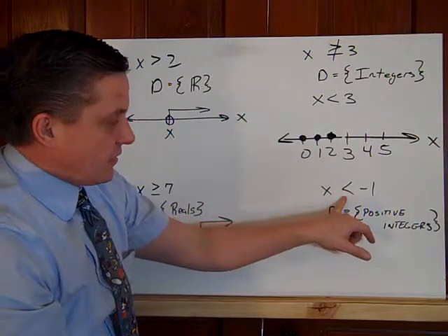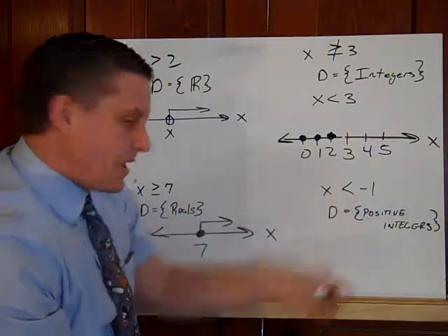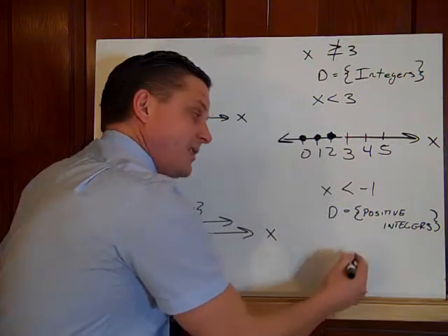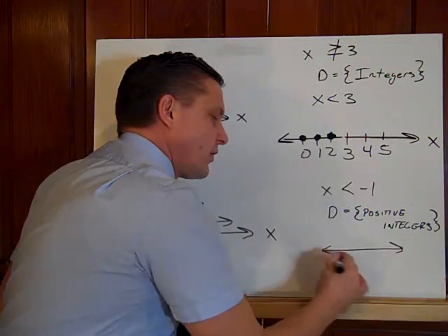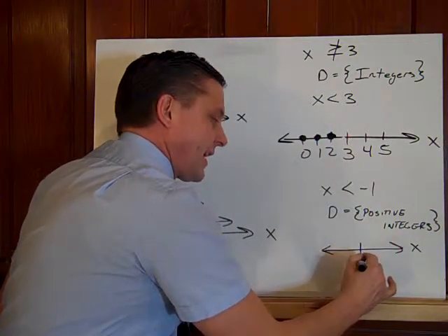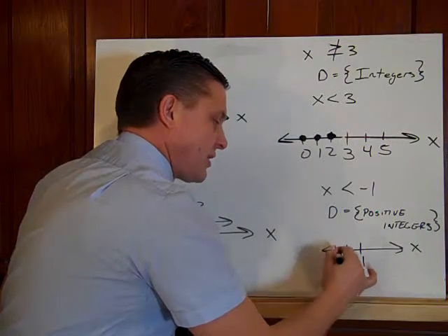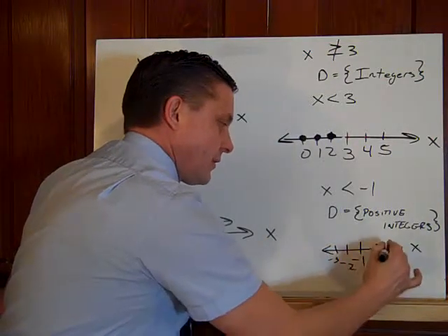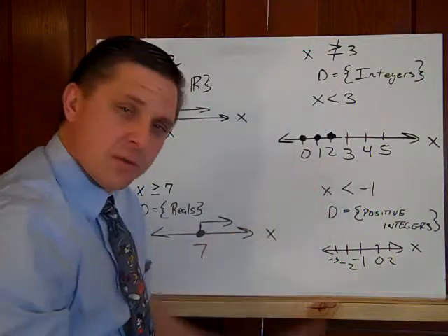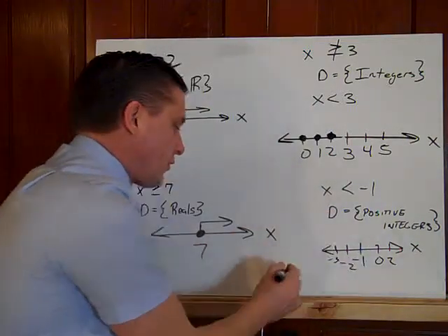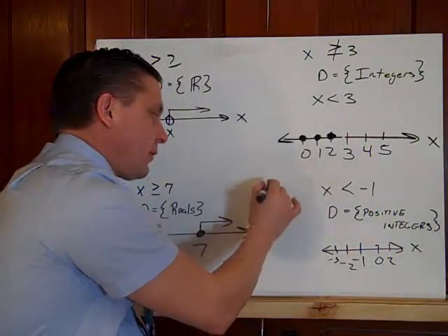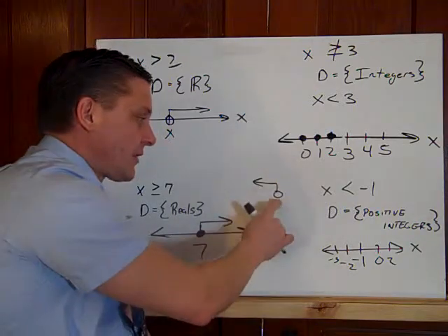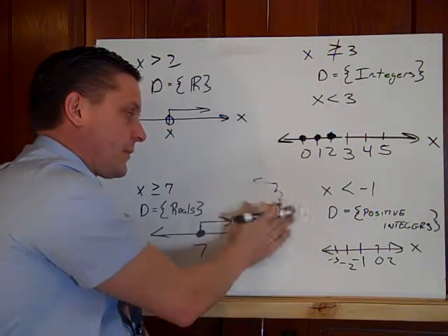Finally, this situation. X is less than -1. Okay, and the domain is positive integers. So I start to graph it. I know positive integers, so I put my integers on the board. If this was a real, we would just go and make an open circle on -1 and point to the left. X is less than -1.